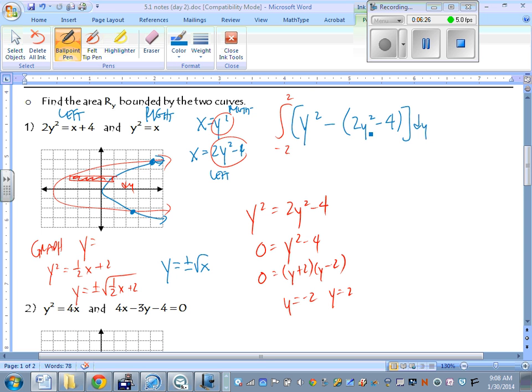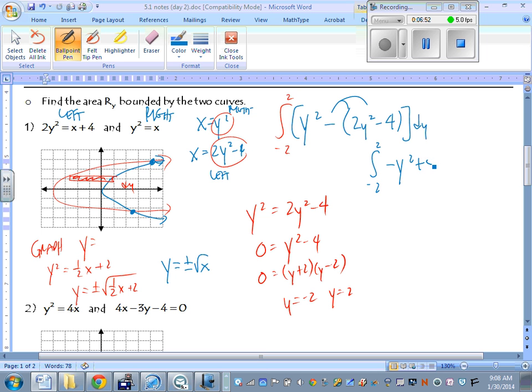We can simplify, I mean, you can leave this as it is, and a lot of times on AP tests or even on our quizzes and tests, sometimes I'll just say, set up the integral. You don't have to put it in your calculator and solve. You can leave it like this. If you're going to put it into your calculator, I would suggest simplifying the inside so you have fewer parentheses. Just distribute that. Y squared minus 2y squared gives us negative y squared, and then minus negative 4 gives us plus 4.